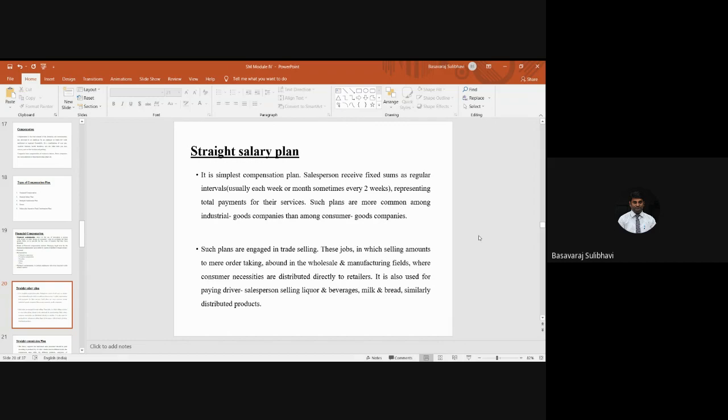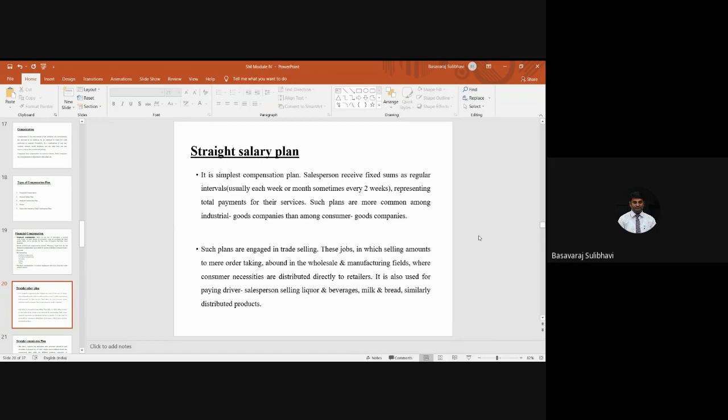Such plans are more common, as I told you, in industrial goods companies than among consumer goods companies, where in consumer goods companies the market will be very wide, more segments will be there, and too much competition will be there, due to the same type of goods available, or products or brands available in the market from the competing companies.